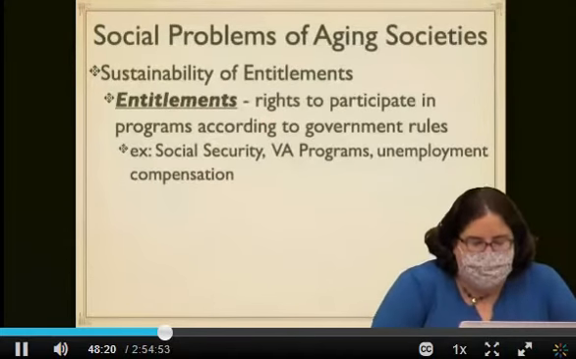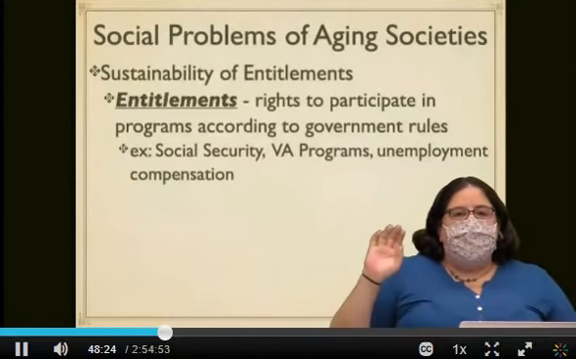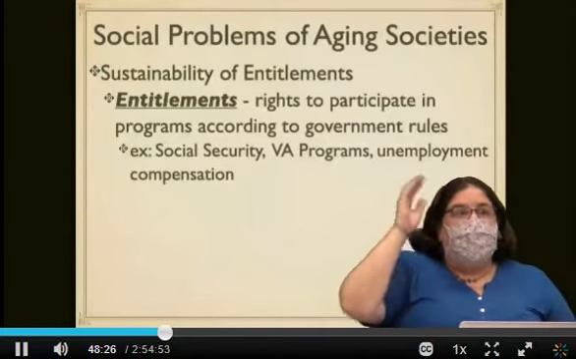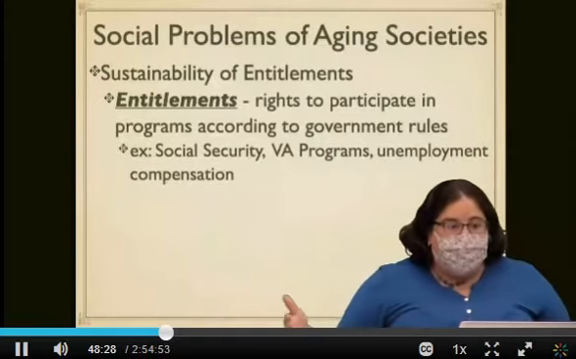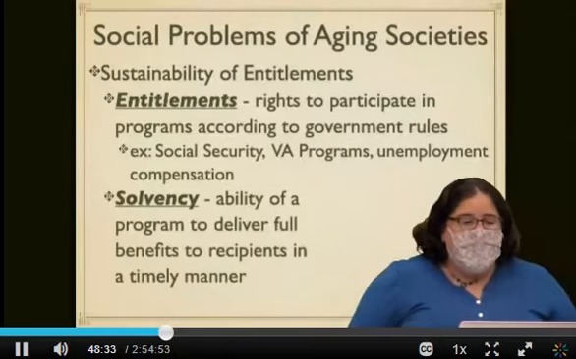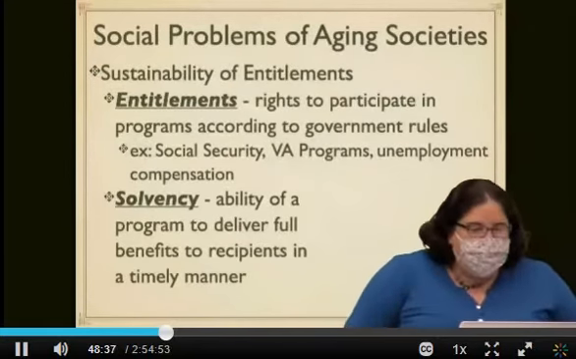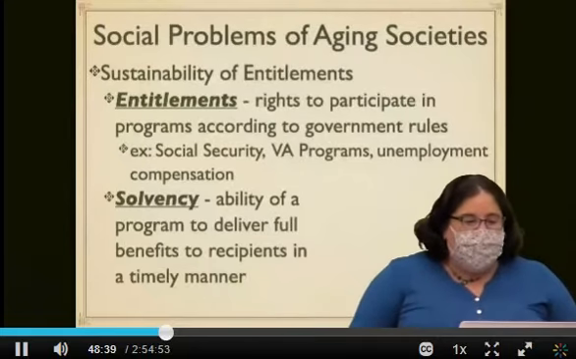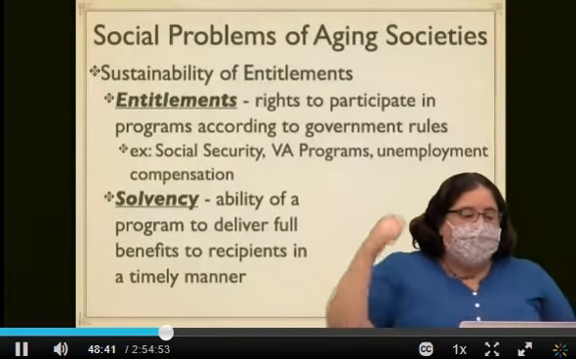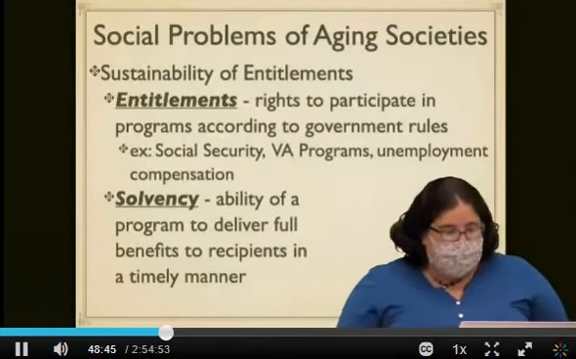The point here is that, especially with Social Security, when there's a lot of people over 65 in a population, that means a lot of people are going to be trying to draw on this program. And the program is at risk of insolvency. Solvency is when a program can deliver full benefits to its recipients in a timely manner.